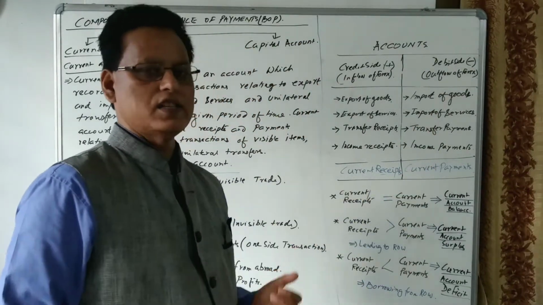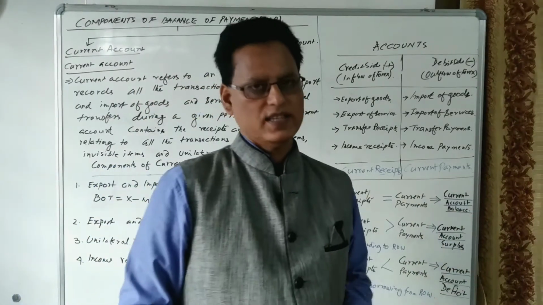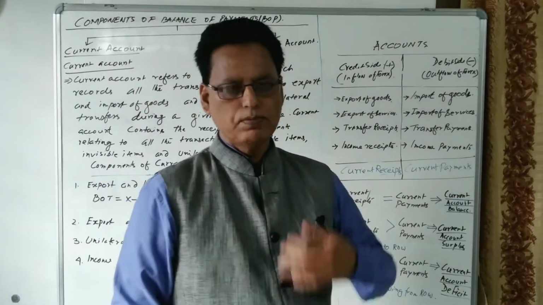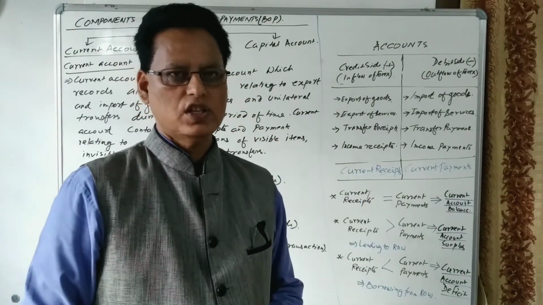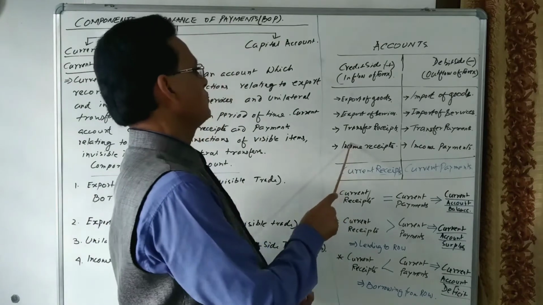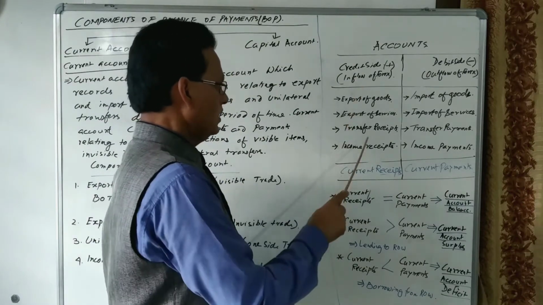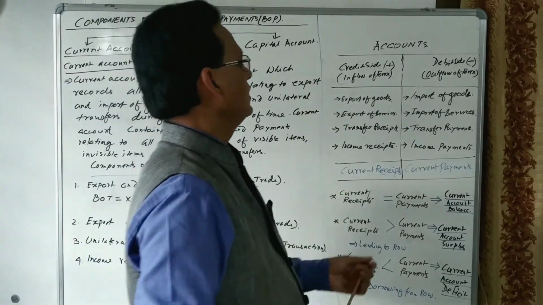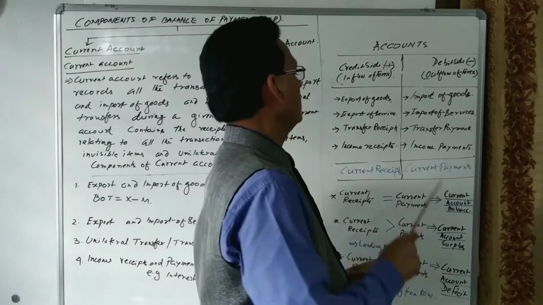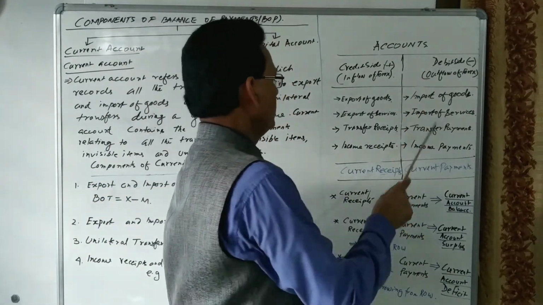But when we receive, suppose, remittances, because people work in foreign countries, when we receive the remittances, these will be recorded on the credit side, and the payments made to foreigners will be recorded on the debit side.